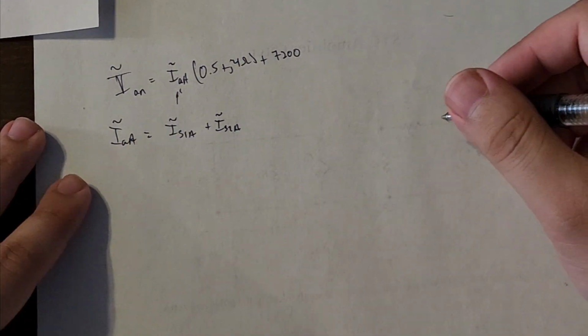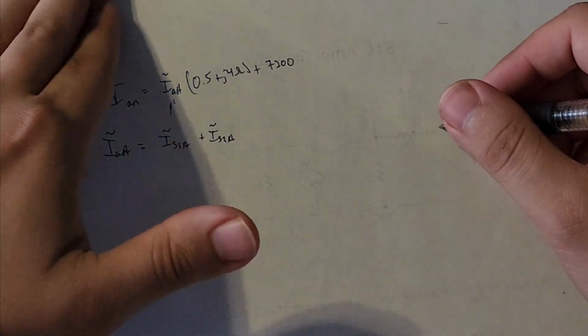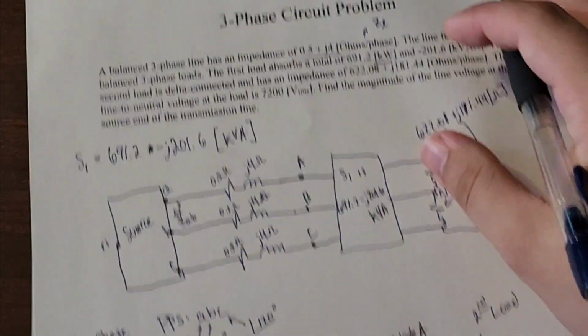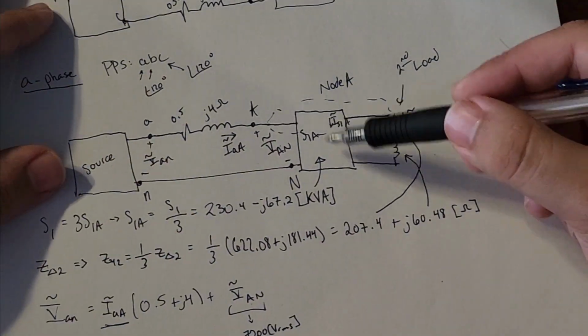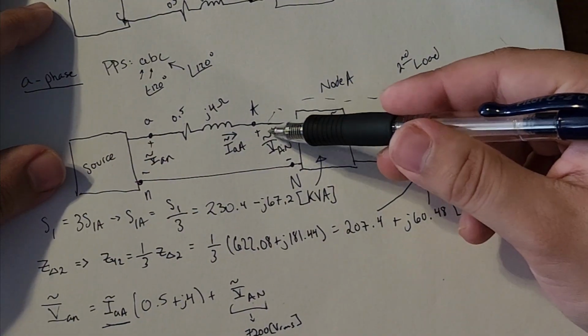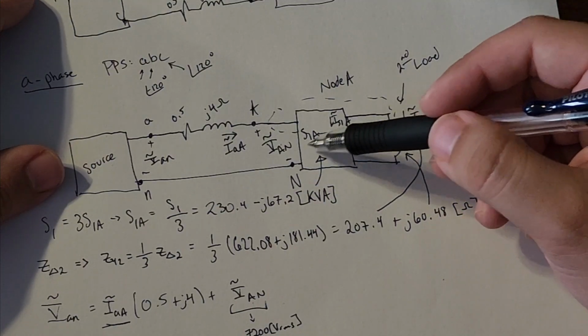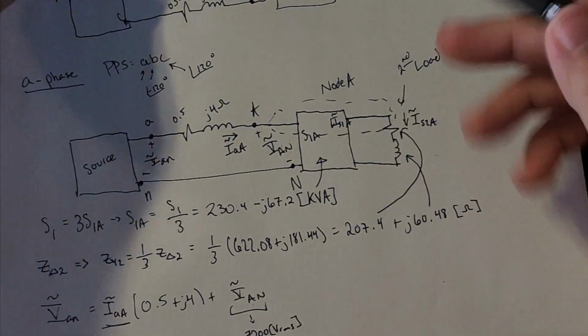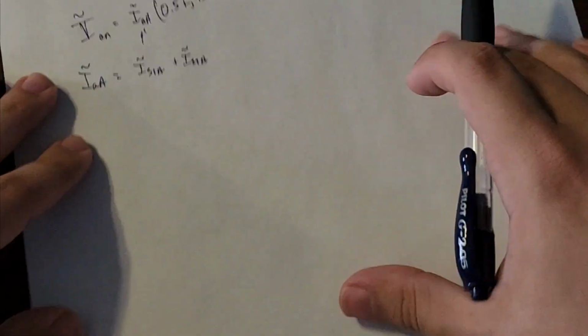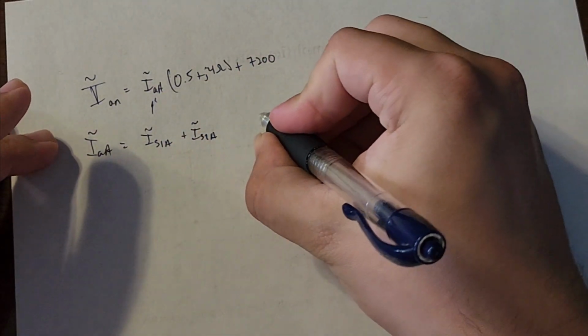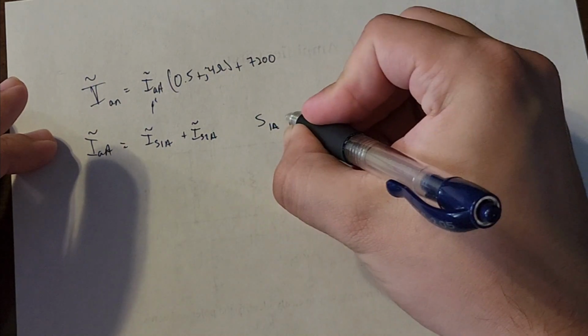All right. How do we solve them? Well, looking back at our single phase, what do we know? We know the complex power of this load. We know the voltage across it. Well, this is very easy. We know the power, we know the voltage. How do we find the current? Well, we'll use one of the equations here. We know the complex power of a single phase, S1A.